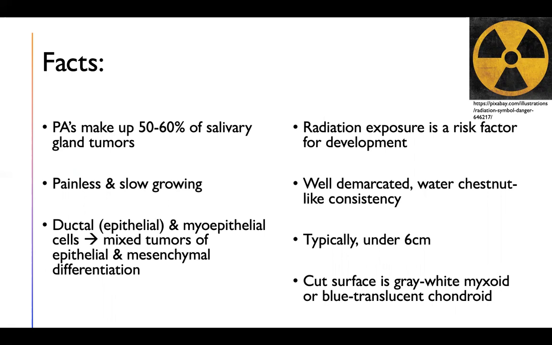And typically they're well demarcated, and they have this water chestnut like consistency. So if you think of when you go to a Chinese food restaurant and they give you those little water chestnuts that you have to cut into, and they're kind of crunchy and have this funny little texture on the surface. That's typically what these feel like.